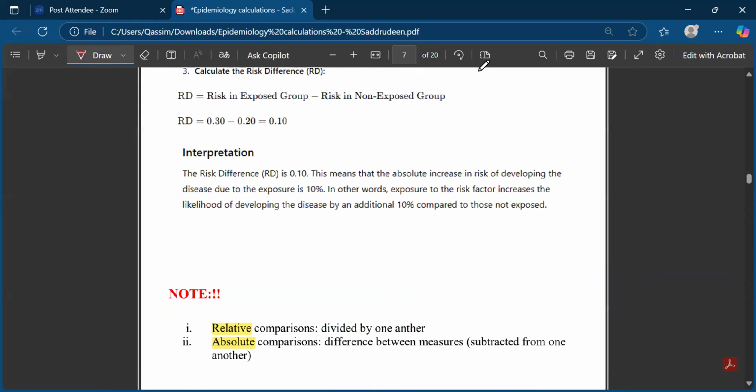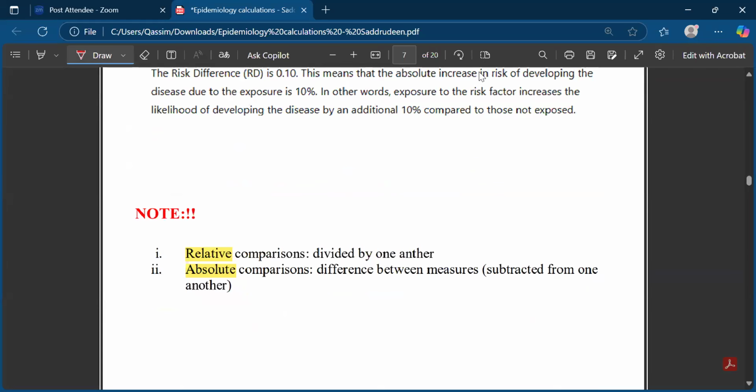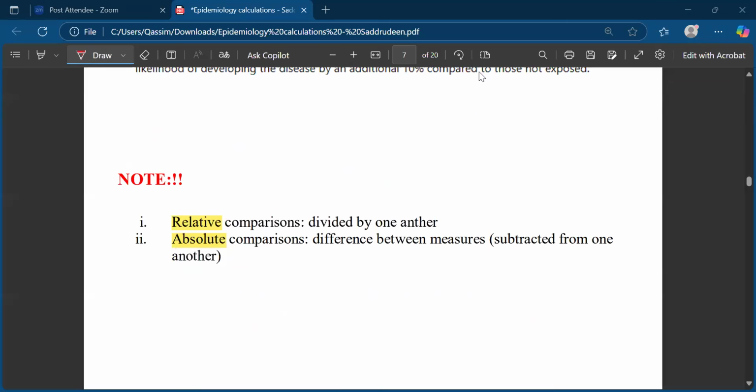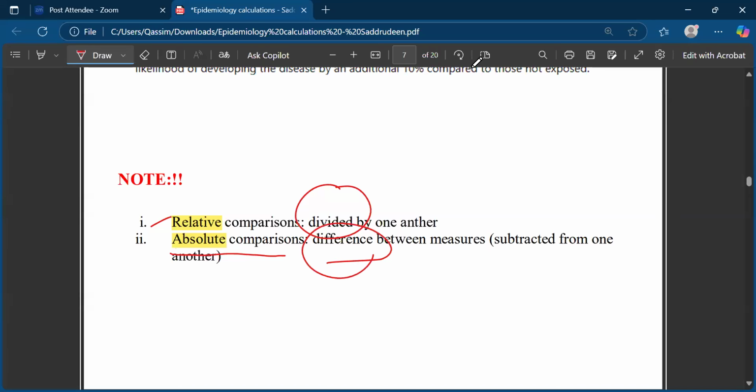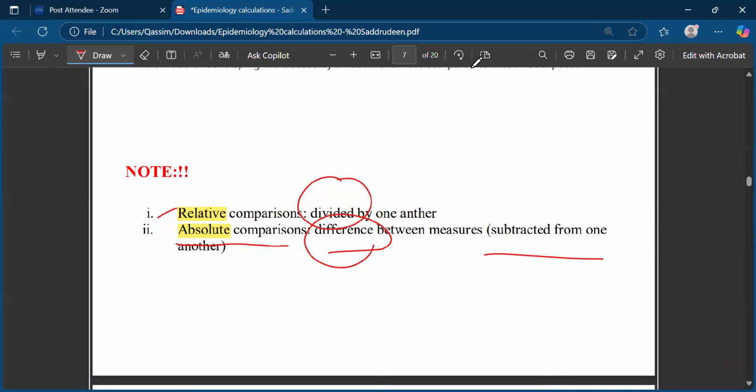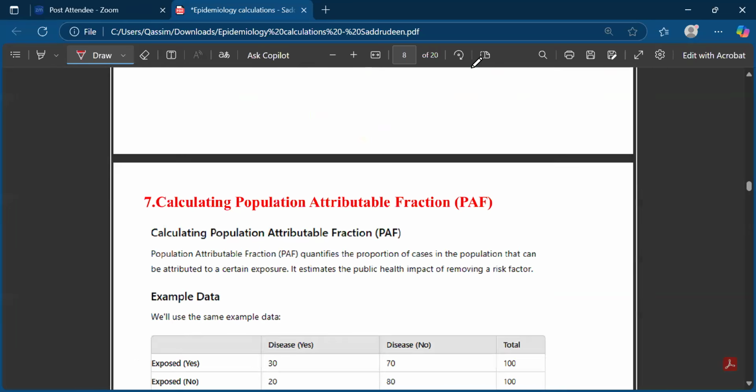Okay. So I'm recapping again. Whenever you're told relative risk, you always divide the risk in the exposed over the risk in the unexposed. Then if you're told to calculate the absolute risk, you have to get the risk difference. You subtract the risks from one another. It's the same thing.